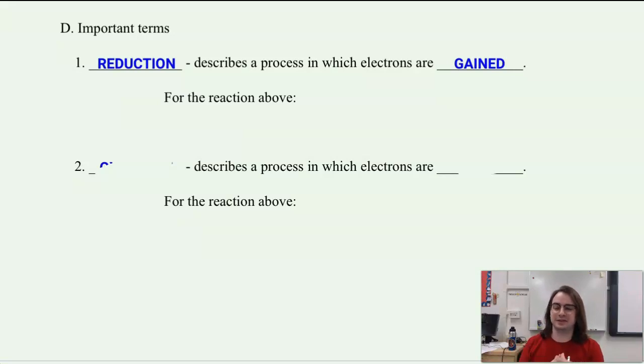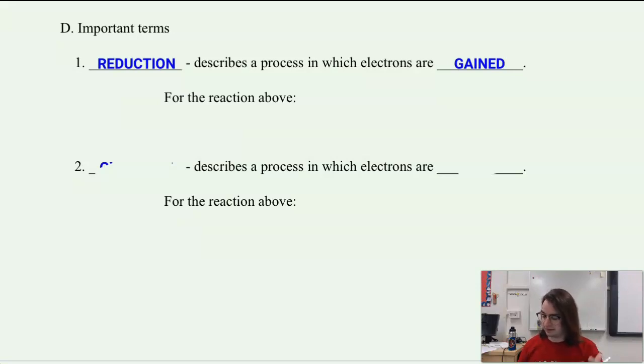So you can kind of think about the charge. The charge is reducing because it's gaining negative ones, right? Electrons are negative ones. And I think if you remember that electrons are like adding negative one, it makes it a little easier to remember. So reduction means I'm gaining negative ones, right? So my charge is decreasing.